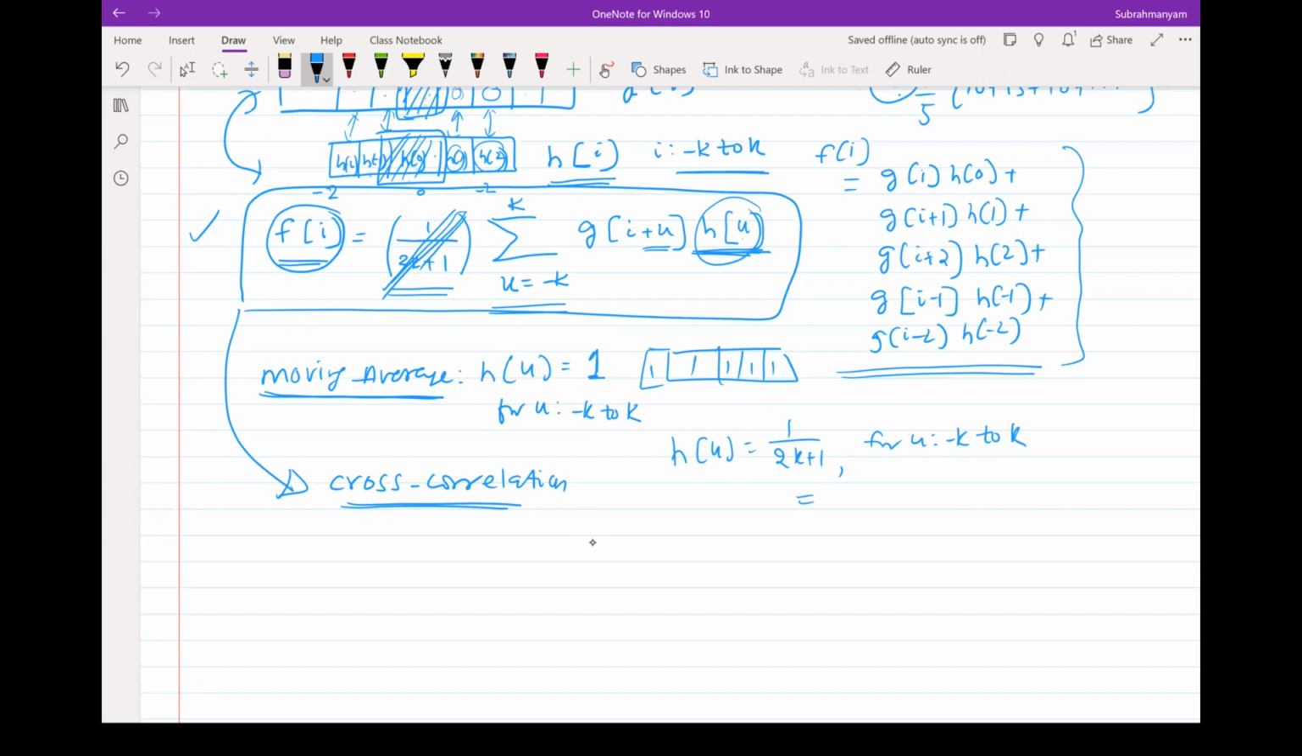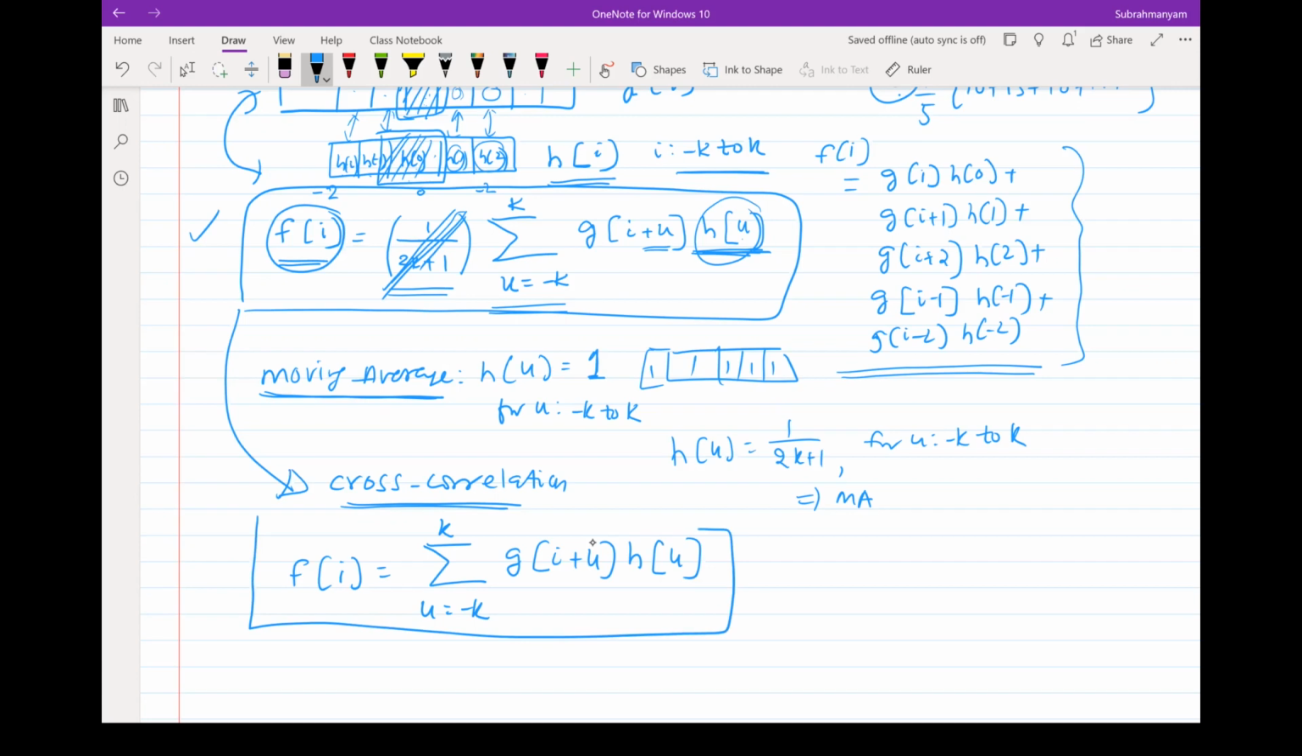So this still would be equal to the moving average filter, only this one. From now on I would be writing this expression as: sum over u from minus k to plus k of g of I plus u into h of u. Simply this is what I am going to write. And this is nothing but cross correlation.